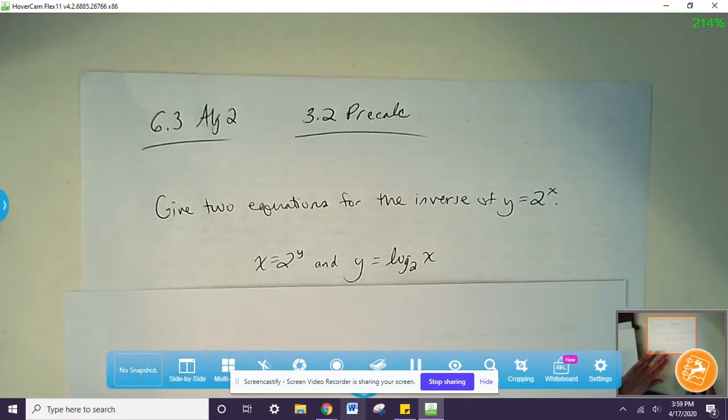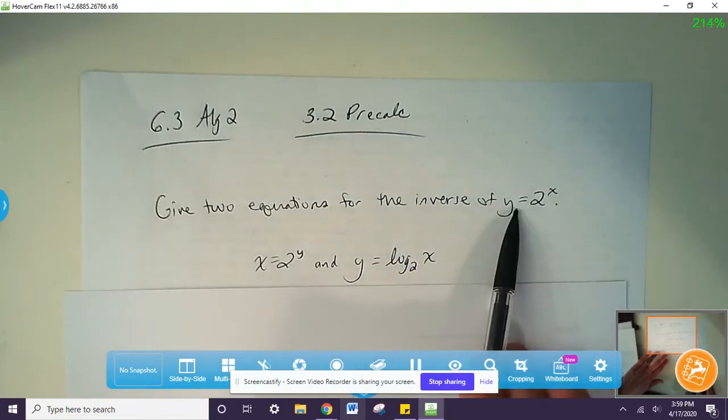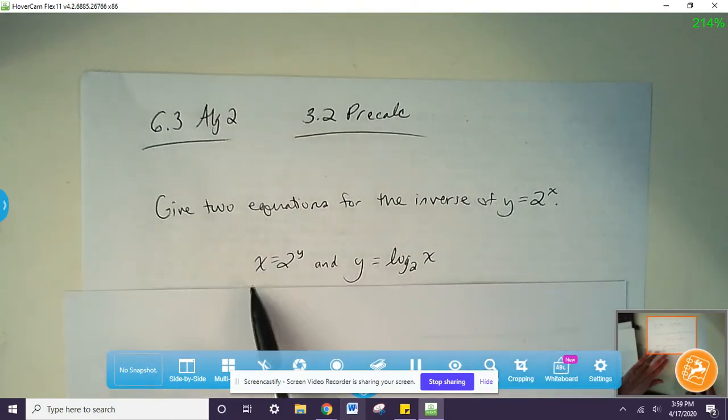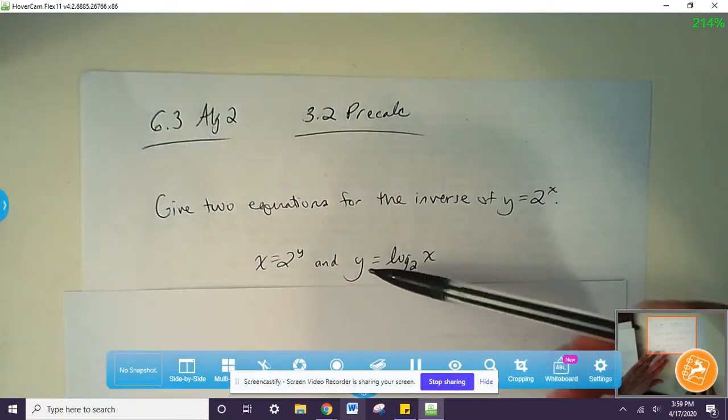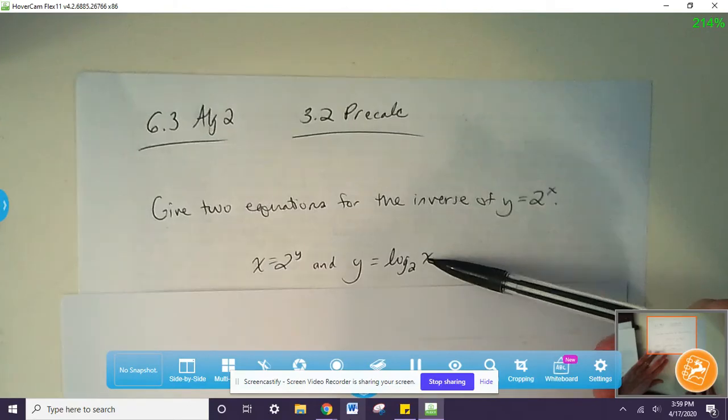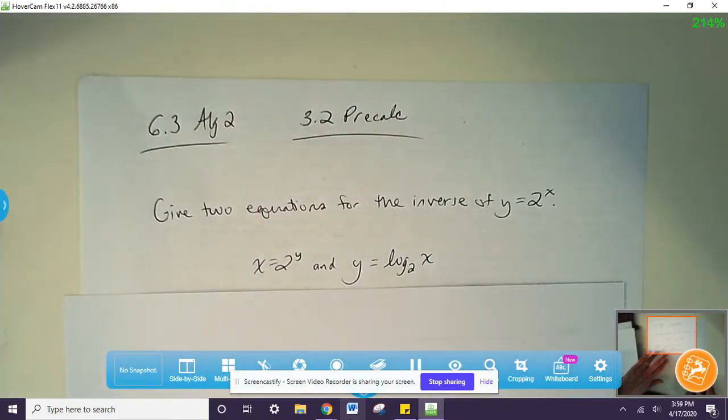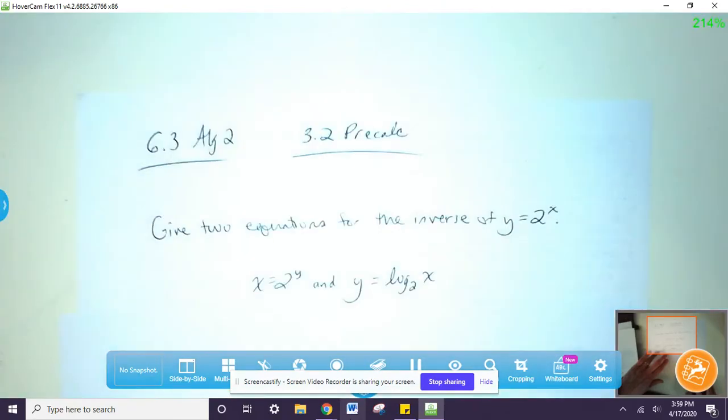Okay. x equals 2 to the y and y equals log base 2 of x would be two different equations for the inverse. So these two are the same as each other, and they're both the inverse of this one. To get this one, we switched x and y. To get this equivalent version of that, we used the definition of a logarithm to rearrange the three pieces. And this one is y as a function of x. When we have y by itself, we say that it's solved for y as a function of x.